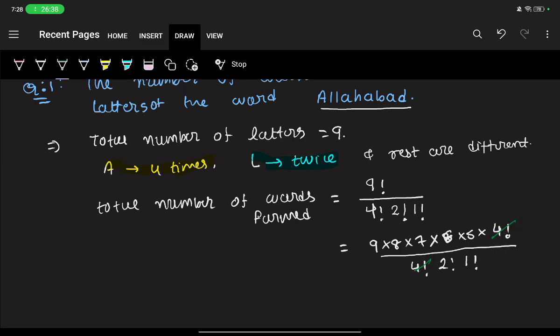2 factorial means only 2, okay? Because 2 factorial means 2 multiplied by 1, that is 2, okay? And 1 factorial means 1, okay? So here 2 4s are 8, right? So just write down the answer. So I'm not writing it down, okay?